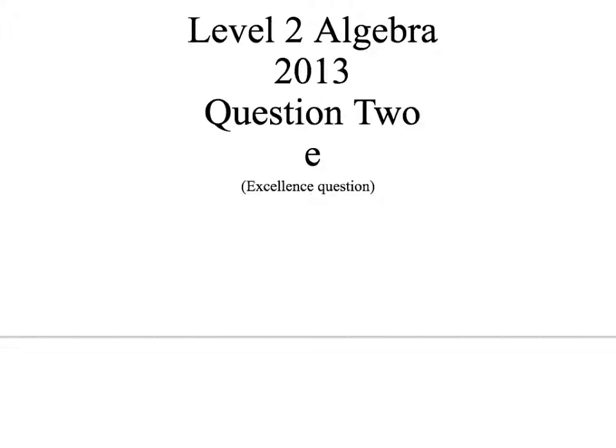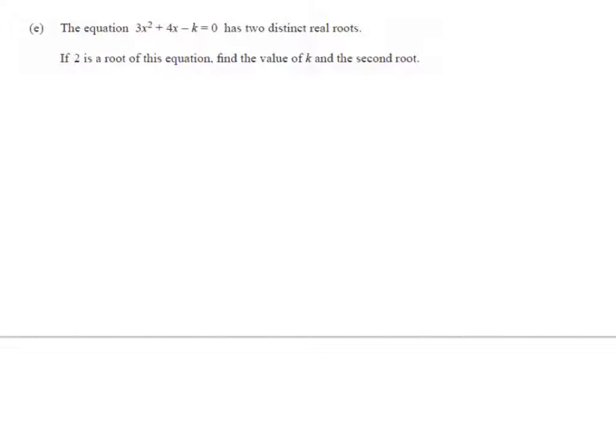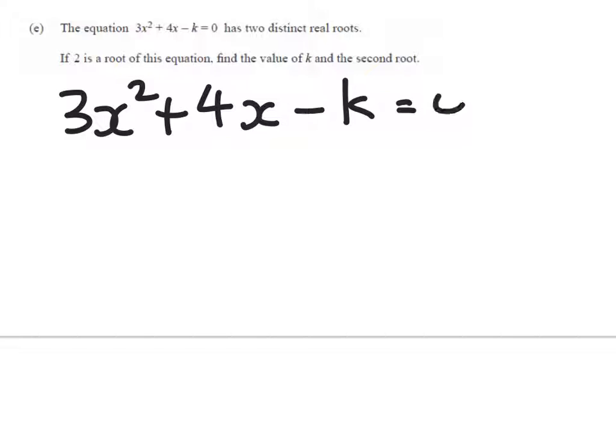This is another excellence question involving quadratics. So let's take a look. Alright, so we've got a quadratic equation, this one here, 3x squared plus 4x minus k equals 0. And we're told that it's got two distinct real roots.